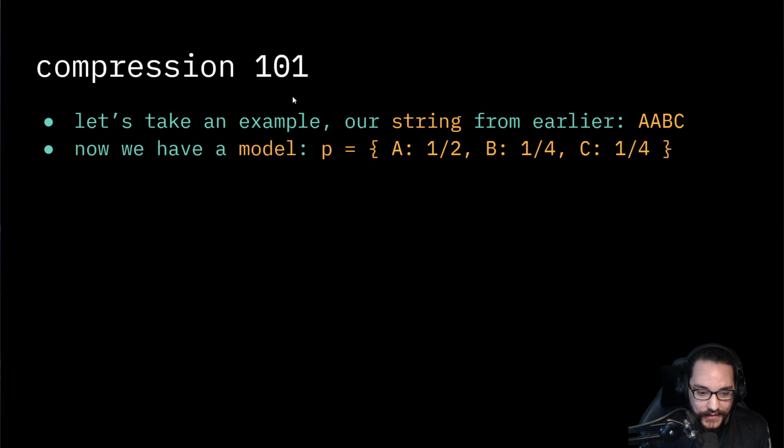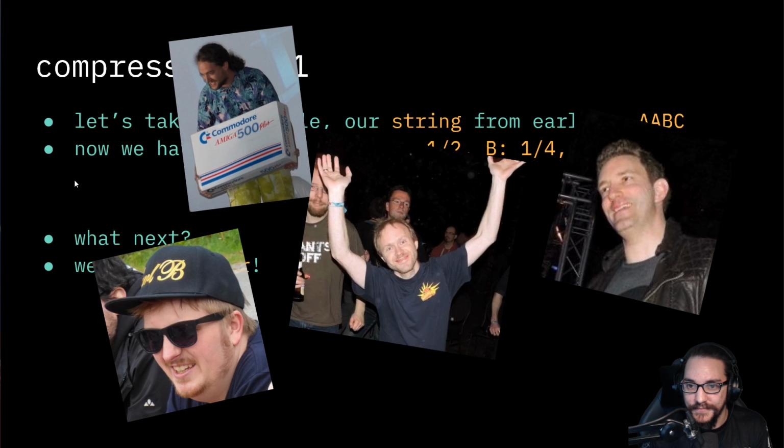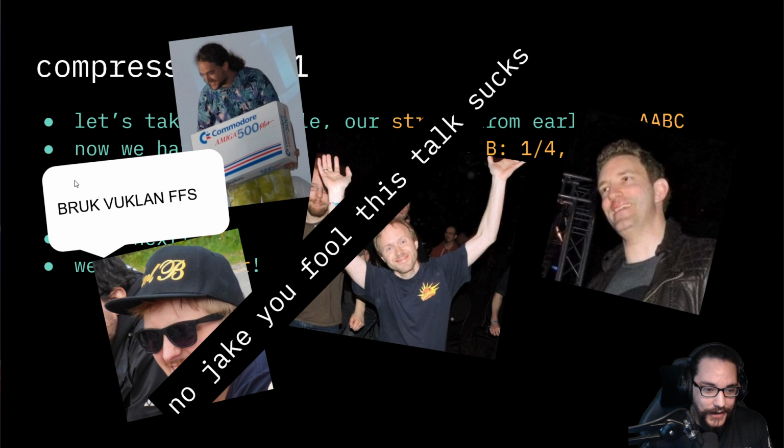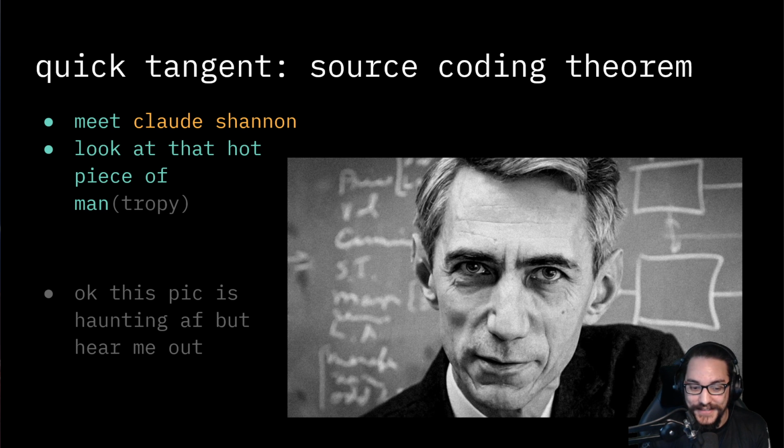The point of this is just to show that the model basically just has to deal with the stats of the actual data. So once we have a string and we have a model that hopefully matches that string, in this case we know it does, then we need a coder. Now I don't mean this kind of coder. We need to take a quick aside before I explain what kind of coder we actually do need. So this is Claude Shannon. Look at that hot piece of man.